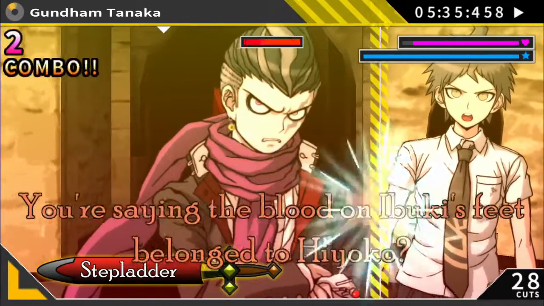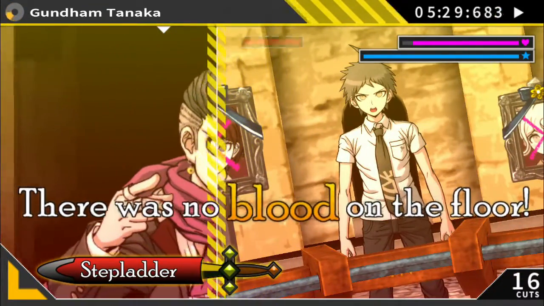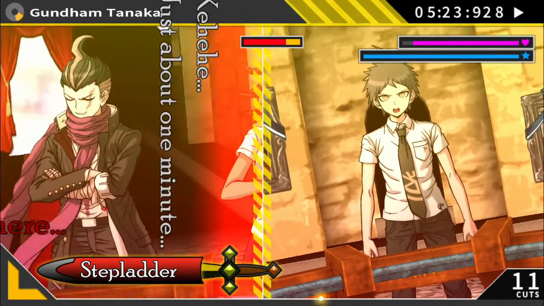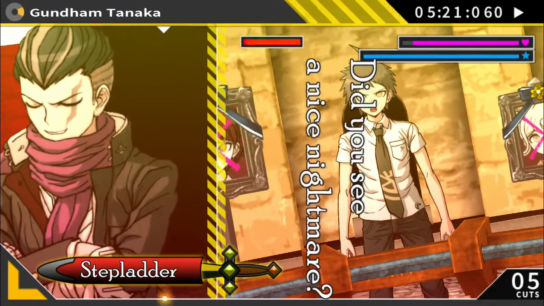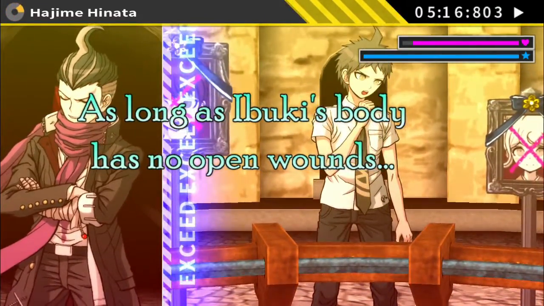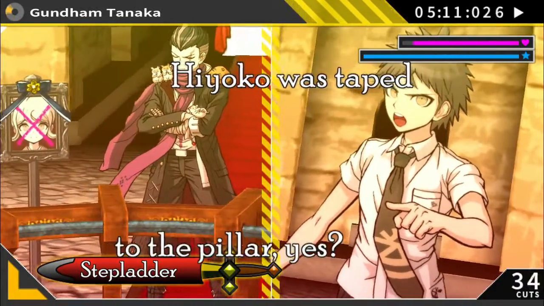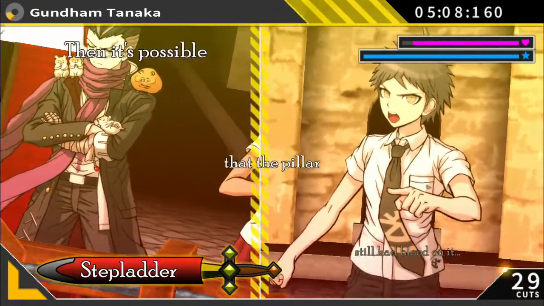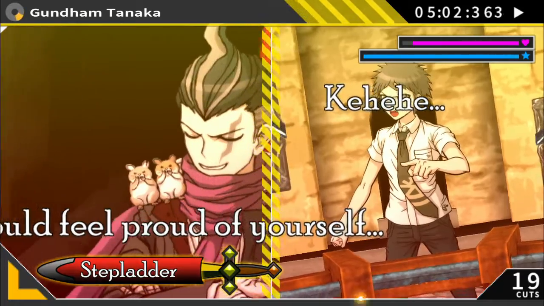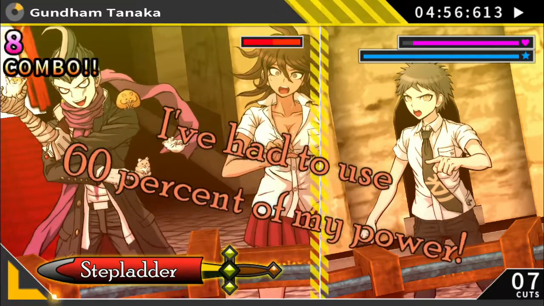You're saying the blood on Ibuki's feet belonged to... Ha! Impossible! Try to remember the crime scene. There was no blood on the floor. You can't step on blood that was never there. As long as Ibuki's body has no open wounds, there's no doubt that that blood is Hiyoko's. Hiyoko was taped to the pillar, yes. But it's possible that the pillar still had blood on it. However, you cannot step on the... You should feel proud. It's been nearly 3 years since I've had to use 60% of my power.